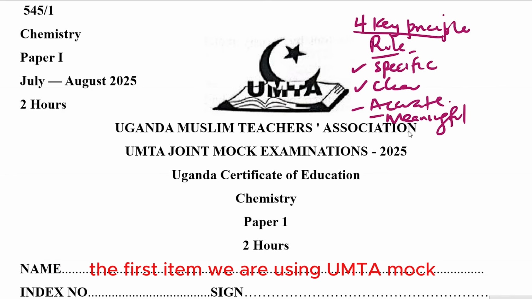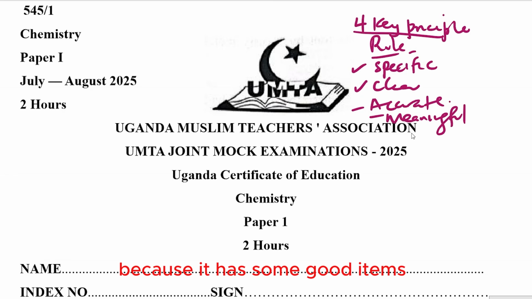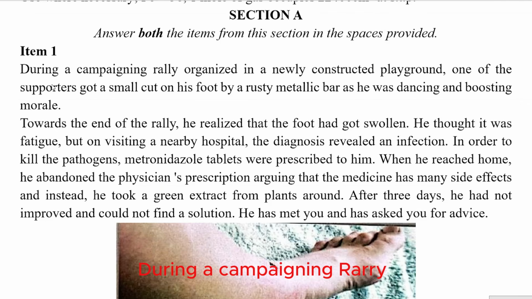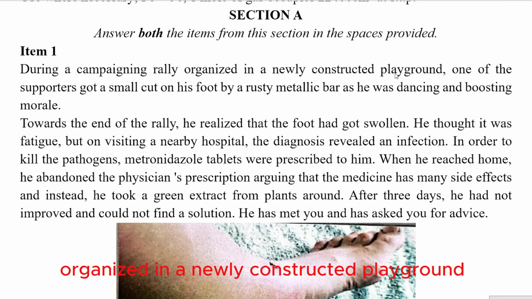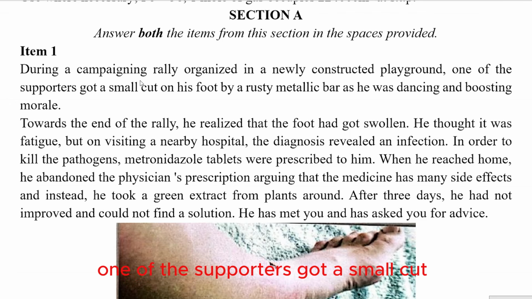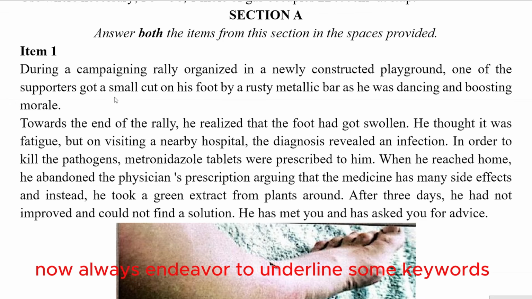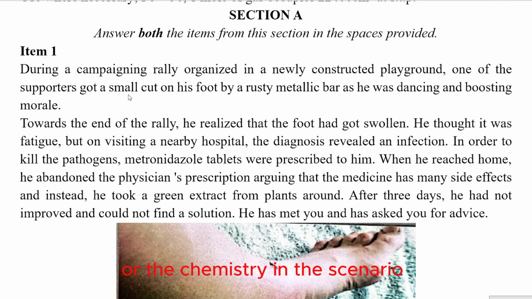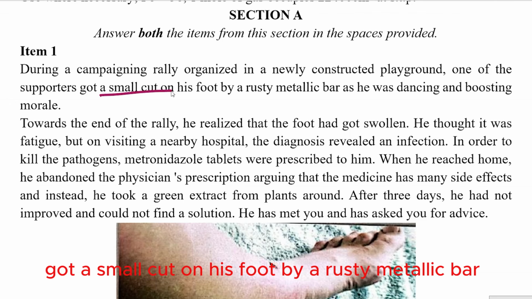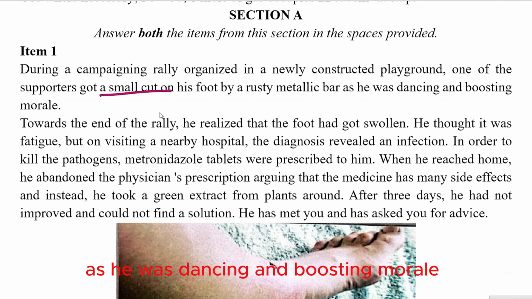We are using UMTA because it has some good items that can help us understand how we can place these responses. Let's dive into the first. During a campaigning rally organized in a newly constructed playground, one of the supporters got a small cut. Now always endeavor to underline some keywords or the chemistry in the scenario. Got a small cut on his foot by a rusty metallic bar as he was dancing and boosting morale.